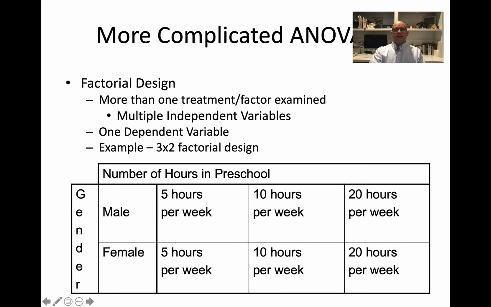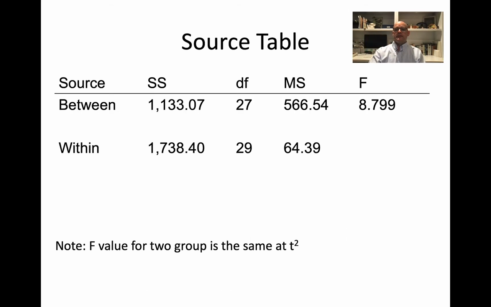So in each of these different cells, we have males 5 hours, males 10 hours, males 20 hours. These groups of males get treated 3 different types of treatments. Females, same thing, 3 different types of treatments. So we're looking at the effect of the treatment as well as whether or not there are differences in groups. So that's more or less what ANOVA does.